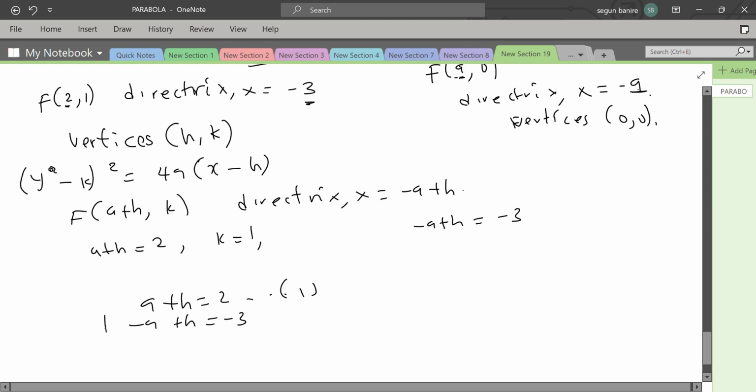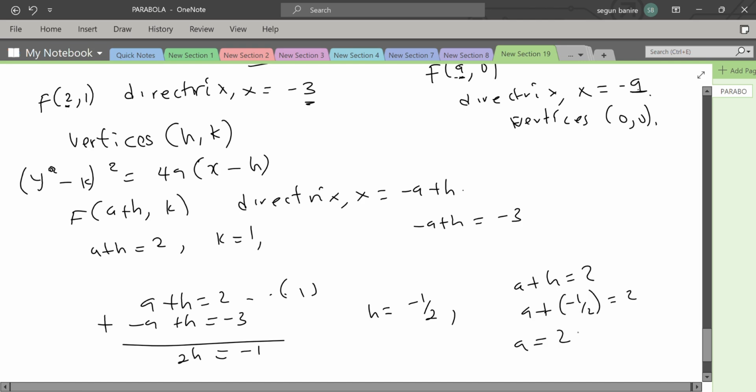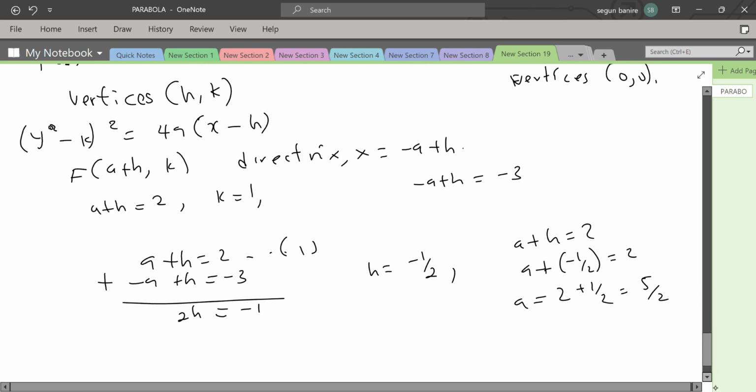Now you add them up. This will give you 2h, solving the simultaneous equation, equals minus 1. It means that h is equals to minus 1 over 2. So with this, a plus h equals a plus minus 1 over 2 equals 2, so a is equals to 2 plus 1 over 2, which is 5 over 2. So we've gotten a, we've gotten h, we've gotten k. I think we are ready to write our equation.